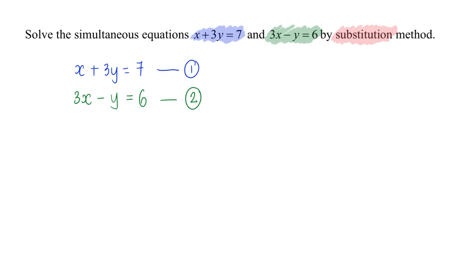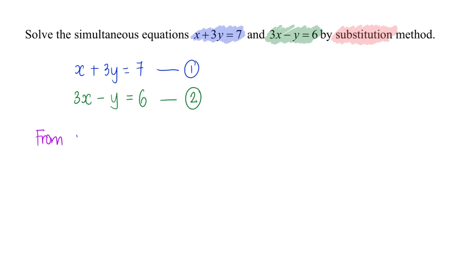Alright, then from these two equations, we need to select one of them and make one of the variables, meaning x or y, the subject. That means x equals something or y equals something. And in this case, I'm going to, from 1.